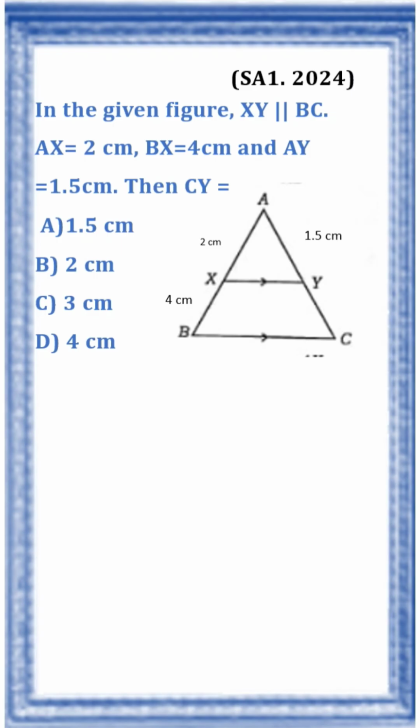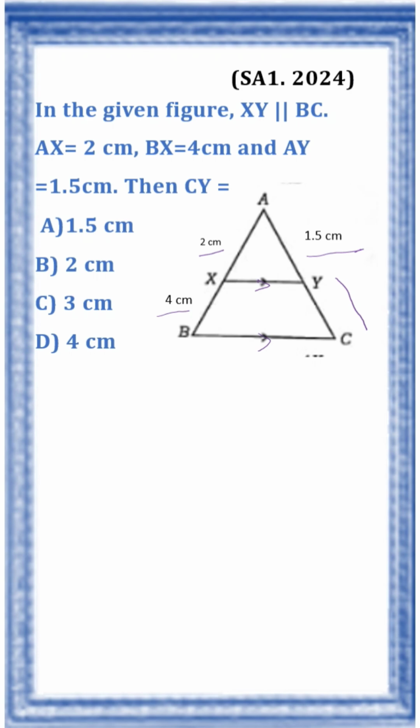Here is a question which is taken from SA1 2024. In the given figure, XY is parallel to BC. AX is equal to 2 centimeter, BX is equal to 4 centimeter, AY is equal to 1.5 centimeter. Then CY is equal to?